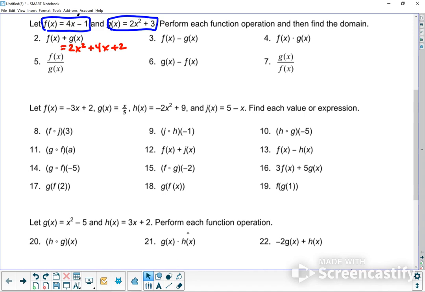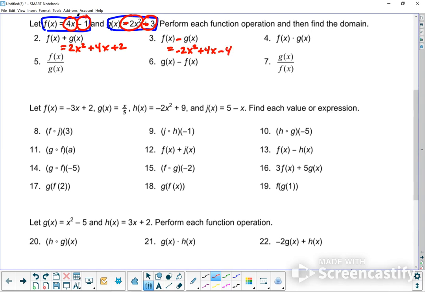Okay, second one, f of x minus g of x. Notice that it's minus g of x right here, which means that g of x is going to be the opposite. So this is going to end up being -2x squared and -3. We're just going to combine them and add like terms. We start with the biggest exponent, -2x squared, and then plus 4x. And then we combine the constants, -1 and -3, which is going to make -4.